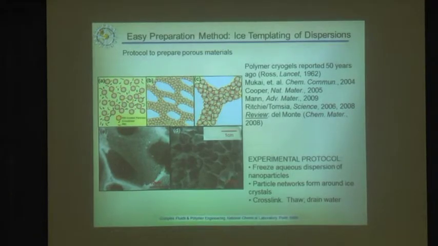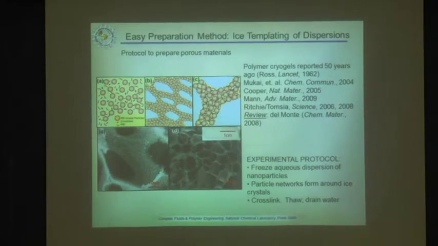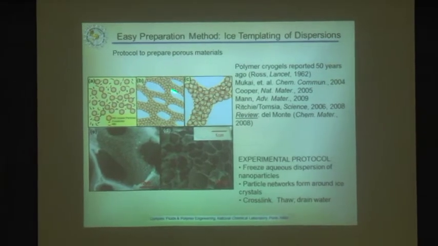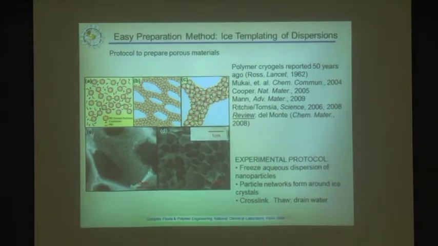So this is a technique called ice templating. It's not something that we came up with. It's been used to make medical materials that were reported 50 years ago. But this idea of cross-linking while it's in the frozen state is something which people hadn't done in the past. It turned out to have these very interesting consequences.